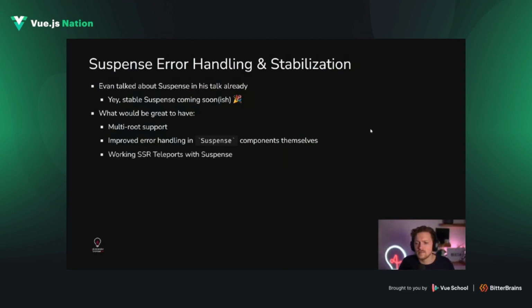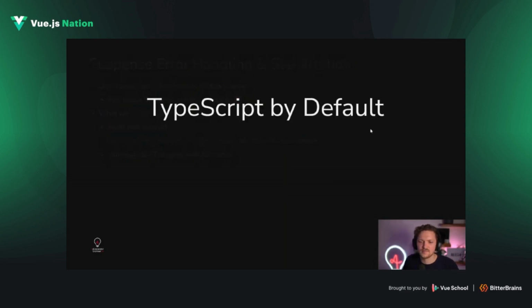Just an idea. And well, coming from the Nuxt side of things, working SSR teleports with Suspense is a long-standing issue. It would be amazing if that would work out with 3.6 and stable Suspense. That would unblock a lot of magic in the future, or just say amazing features.